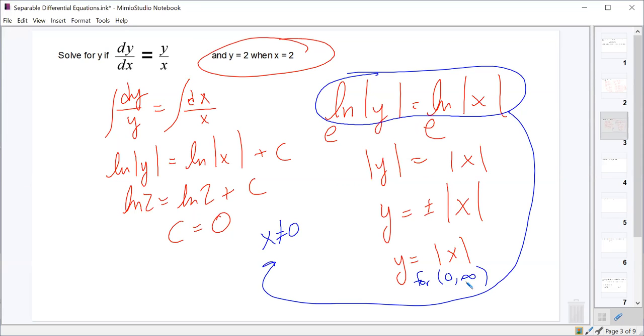And if we're talking about just 0 to infinity, we could rewrite this as just y equals x if we wanted to, because we're talking about the positive piece. And if we had an initial condition where it was negative and we're talking about the negative piece, we could rewrite it as y equals negative x. Everybody good there? Makes sense?